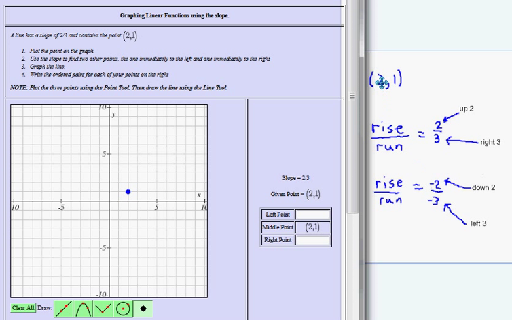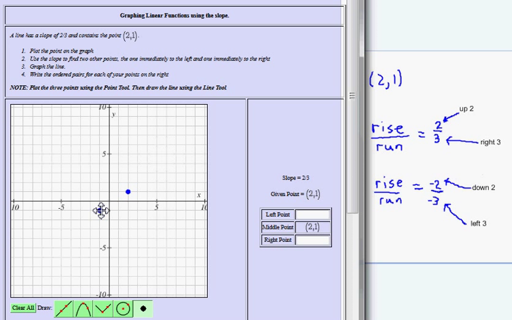I'm going to start with the point (2, 1) on the graph, thinking of the slope as -2 over -3. This means that the run is -3, which means move left 3. The rise will be -2, which means to move down 2. You can do these in either order. So I'm going to start at (2, 1). I'm going to choose to move left 3, 1, 2, 3, and I'm going to move down 2, 1, 2. Click my mouse button to plot a point.